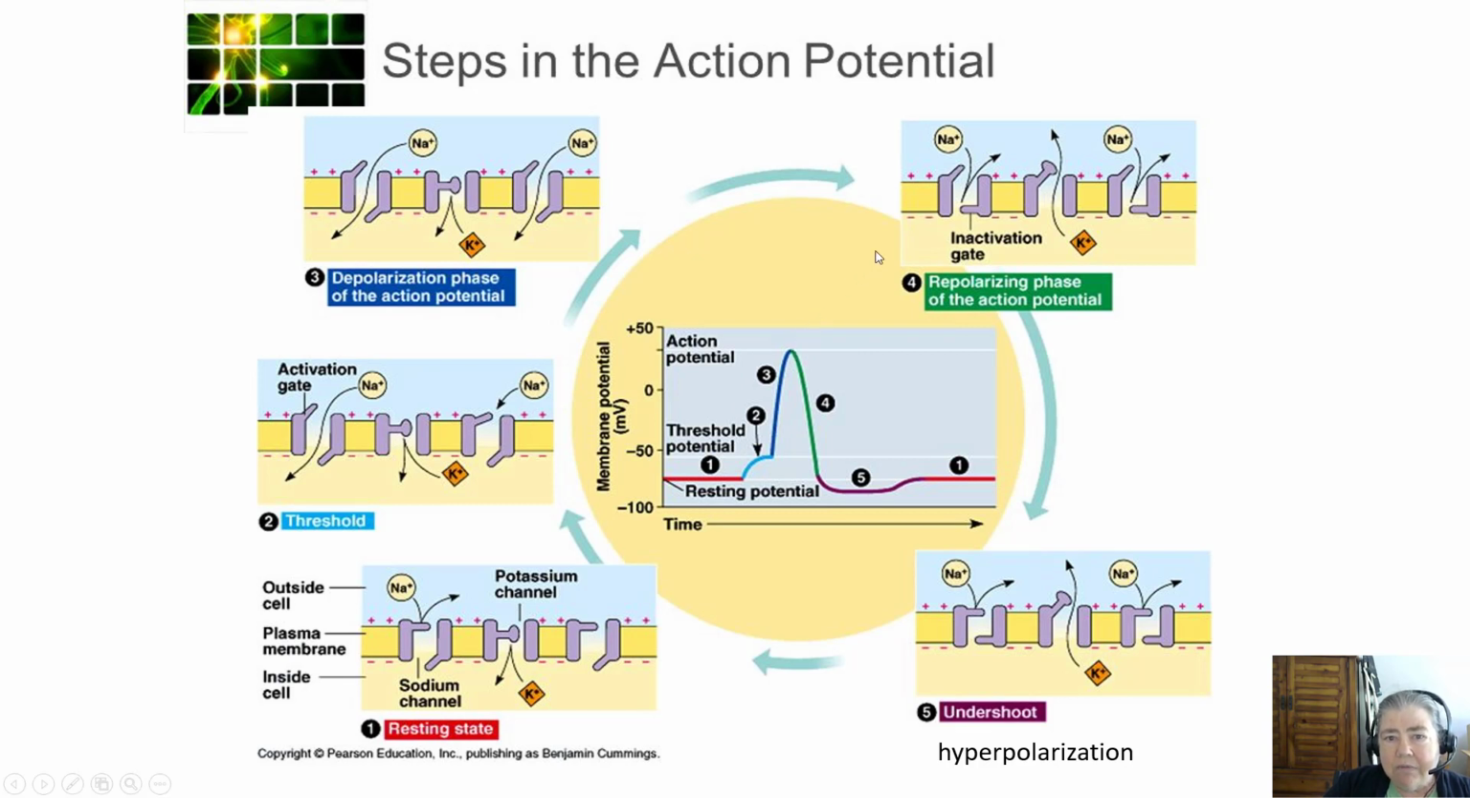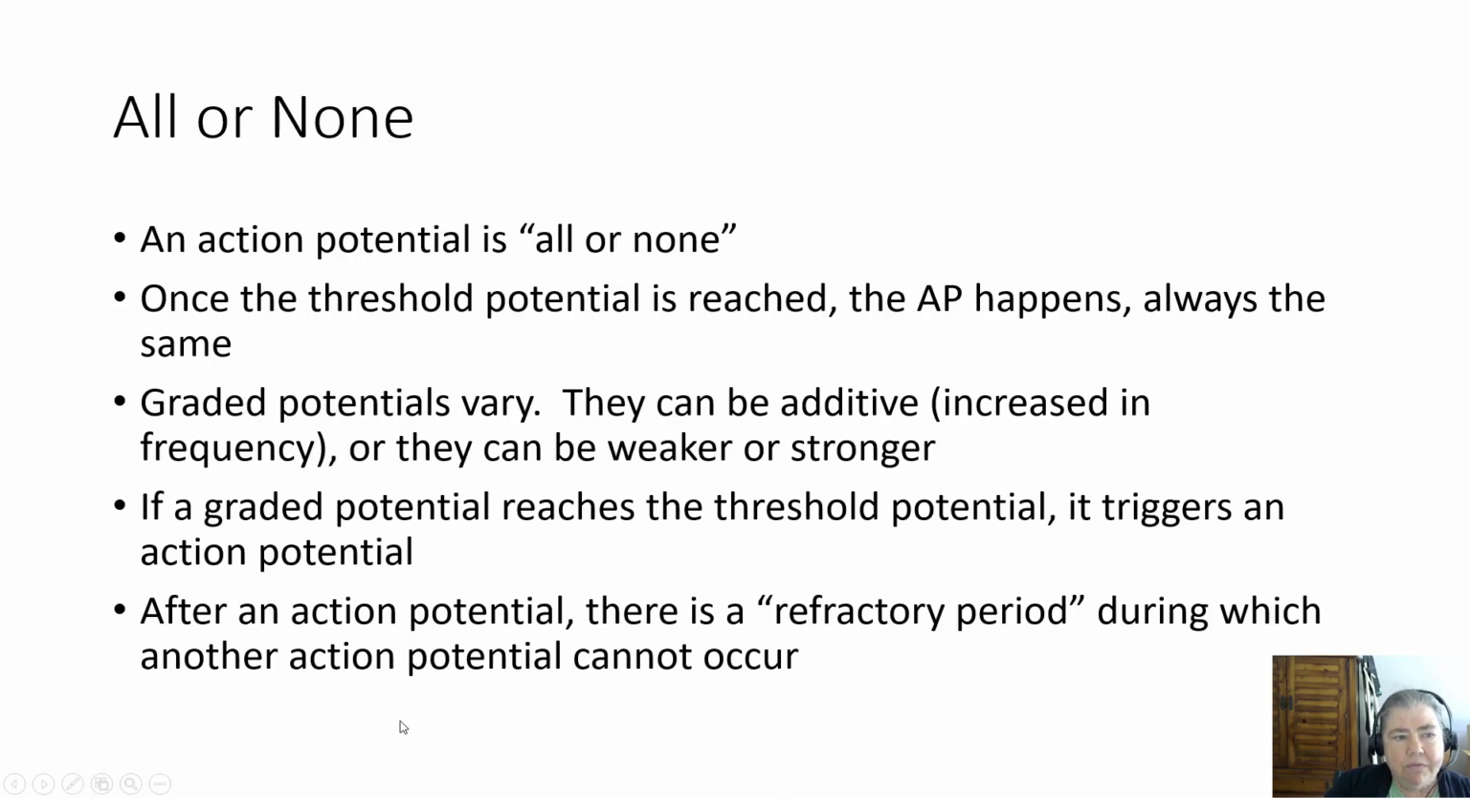Then the sodium channels start to close, and the potassium channels open, and now potassium is leaving the cell, and you are getting rid of positive charges, returning towards and a little bit past the resting potential. You get a little bit of hyperpolarization, and then finally get back to the resting state. So things to know: you can get small changes in potential, but an action potential is yes or no. It's all or none.